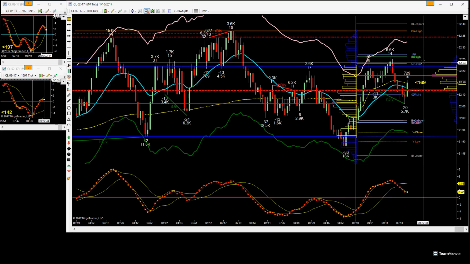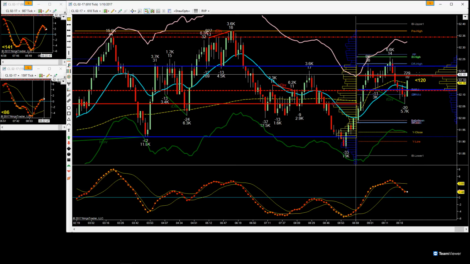I'd love to see it come up towards around here. We do have divergence on the 610. We do have divergence on the 987. We don't yet have it on the 1597.